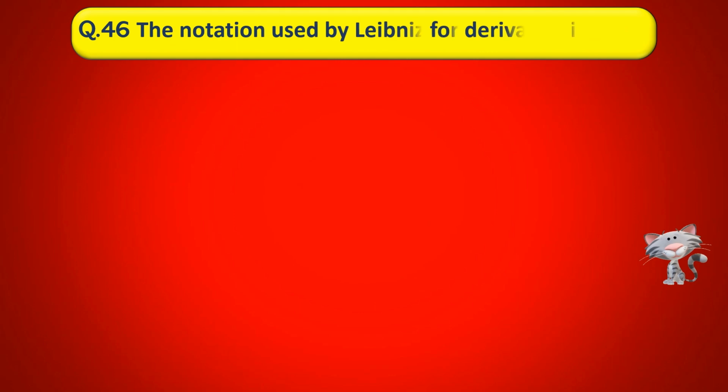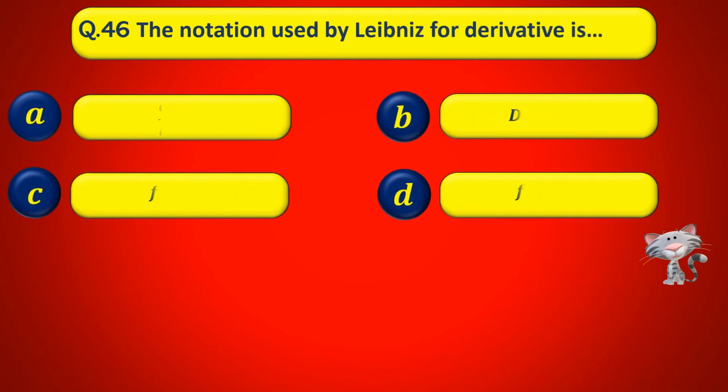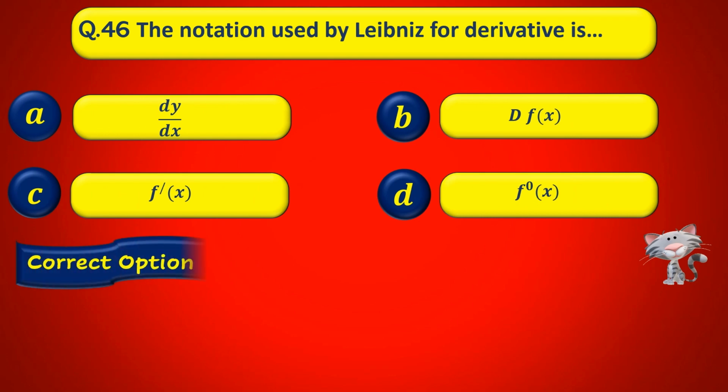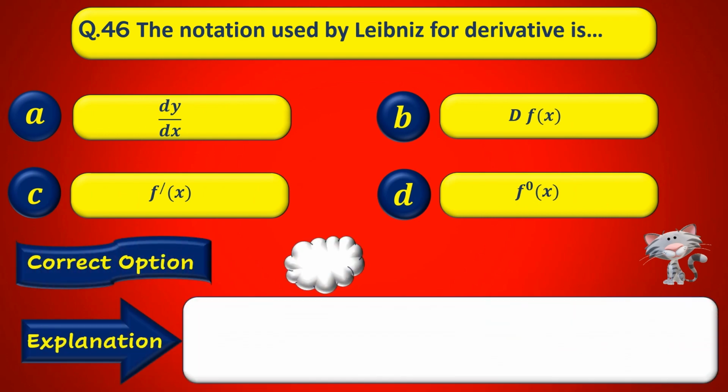Question 46. The notation used by Leibniz for derivative is, the options are, let's check out which is the correct option, and the correct option is option A. Do remember it.